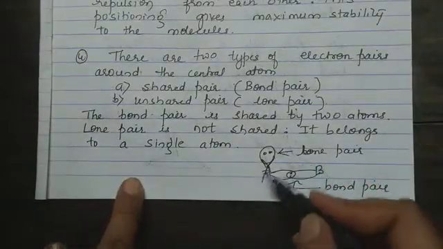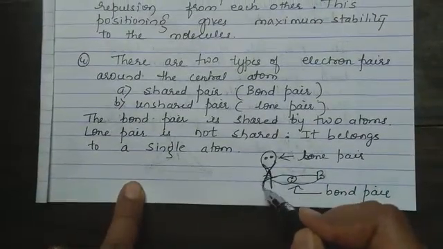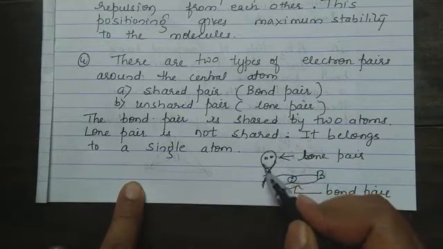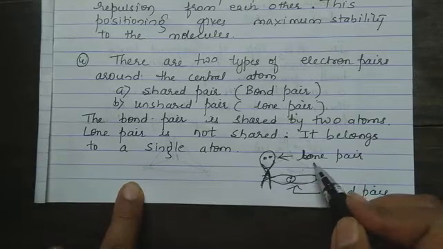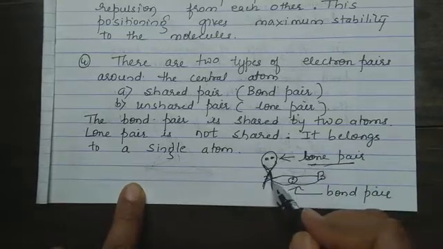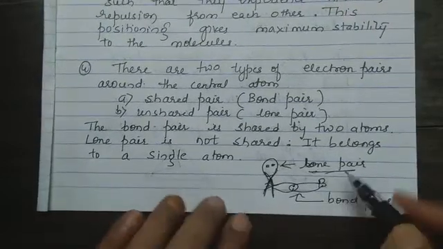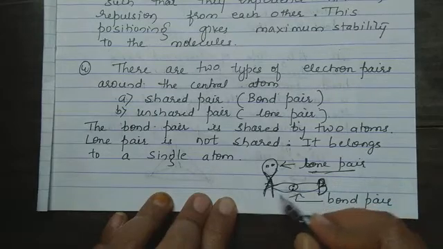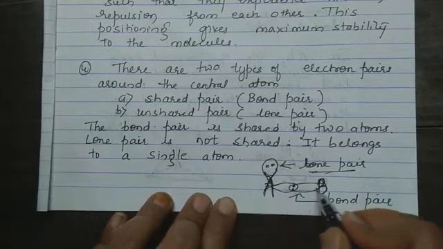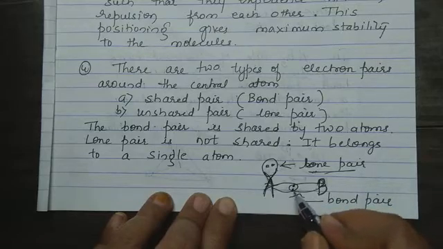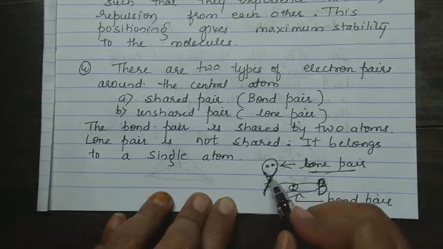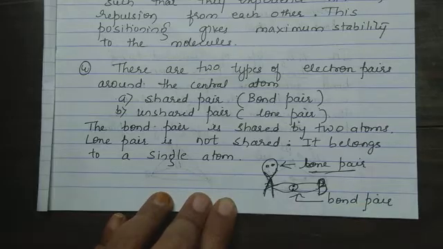Now look here. I have a central atom A, and I have shown a pair of electrons, and this is not involved in bonding. Therefore, it is called an unshared pair or lone pair. And I have another atom here, called B. One electron is coming from B, another electron is coming from A, and they are sharing an electron pair, and this pair is called a bond pair. Bond pair electrons are involved in bonding. Lone pair electrons are not involved in bonding.